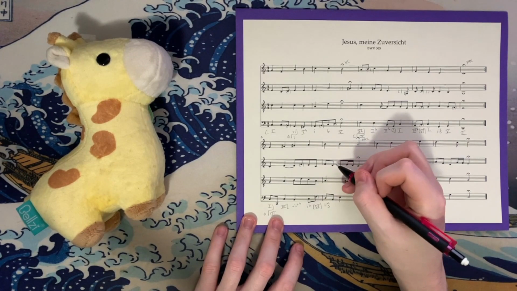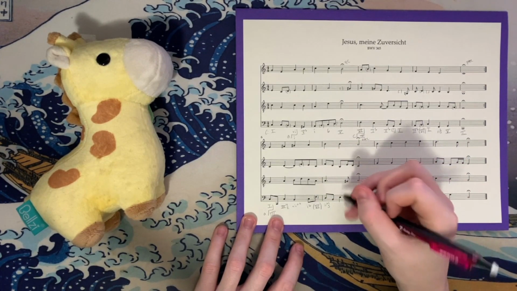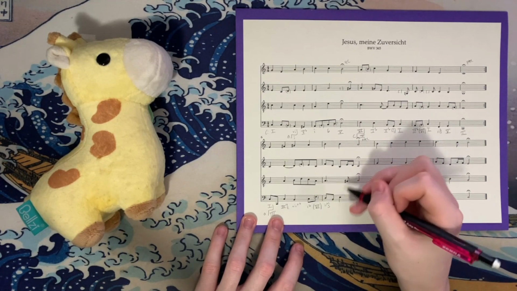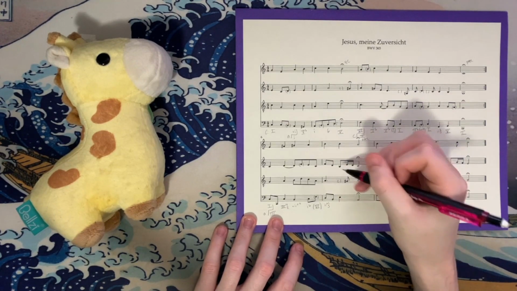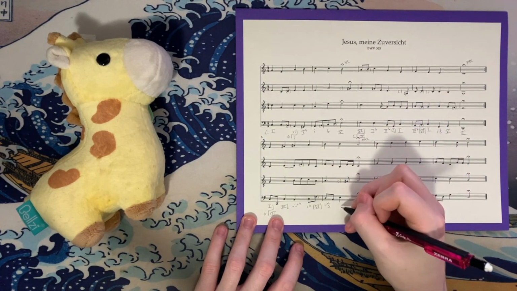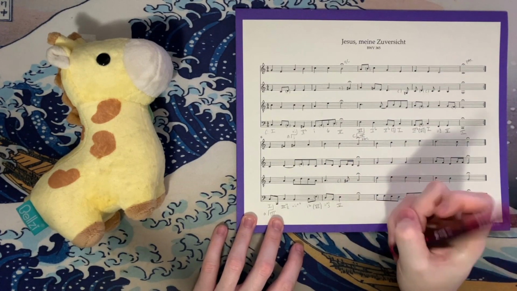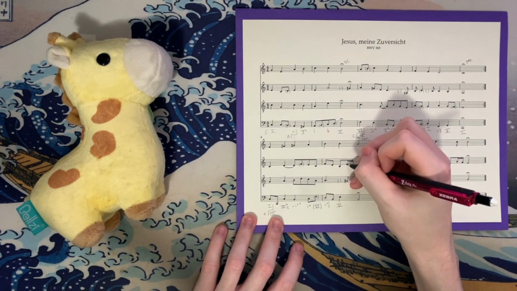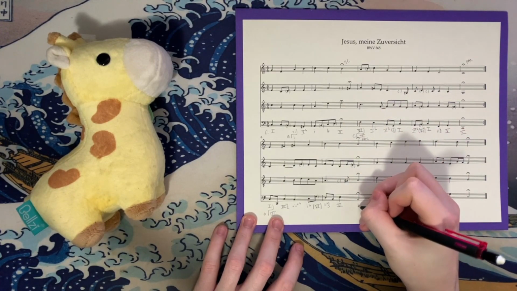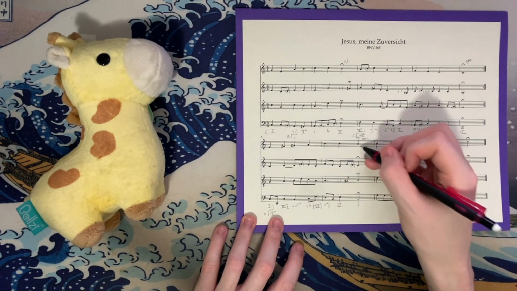B is a chord tone, D is a chord tone, so we don't need to mark them, and then we get another 4-3 suspension over the dominant here, E, G sharp, this A being the suspension, B, and B. Wait, yeah, that's a B, not a D, sorry. That's a 5 chord, E major. E is a chord tone, D is a little passing 7th before we cadence on A minor, A, C, and A.